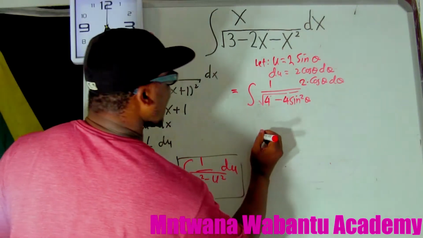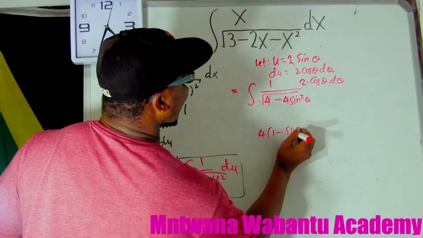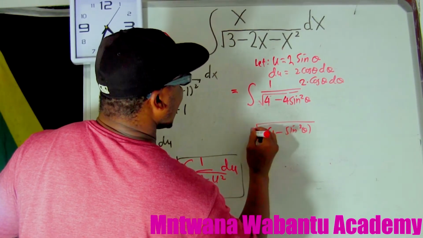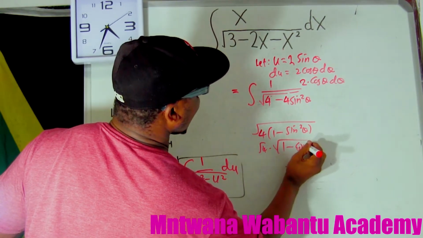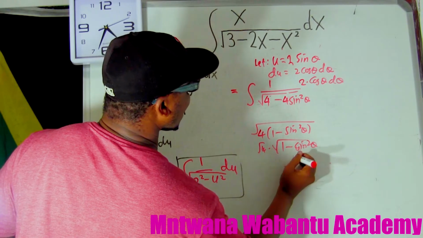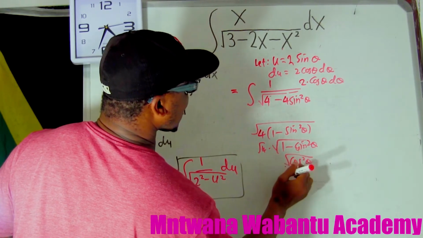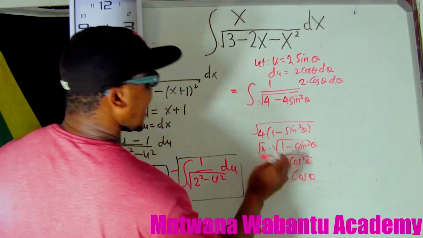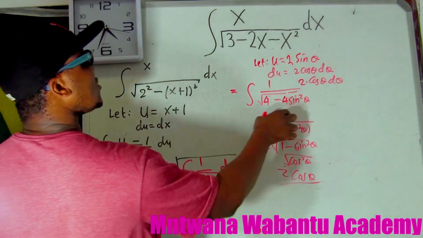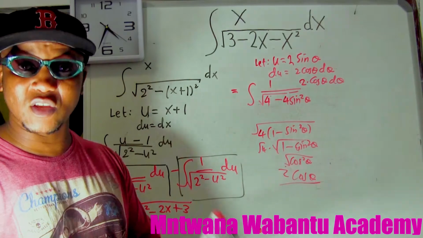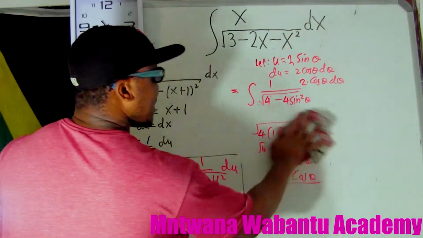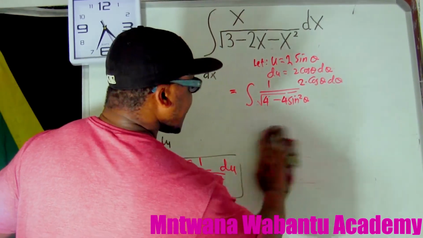Now the square root gives us 2 cos theta. Using trigonometry, we have 4 times the bracket 1 minus sine squared theta. We can separate the square root of 4, which gives 2, and the square root of 1 minus sine squared theta. But 1 minus sine squared theta equals cos squared theta, and with the square root this gives cos theta. So the whole thing gives 2 cos theta. I'm doing this just in case for new people, or people who are just in the learning process.